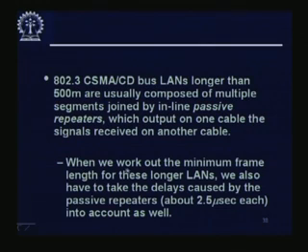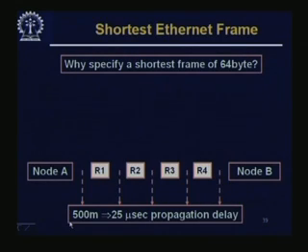When we work out the minimum frame length for these longer LANs, we also have to take into account the delays caused by the passive repeaters. Each passive repeater introduces a delay of about 2.5 microsecond. So, let us say we have these 500 meters on each segment. We have 4 repeaters, so 5 segments. That is about the maximum you should go. Of course, nowadays we do not even use such coaxial cables, we will come to that.